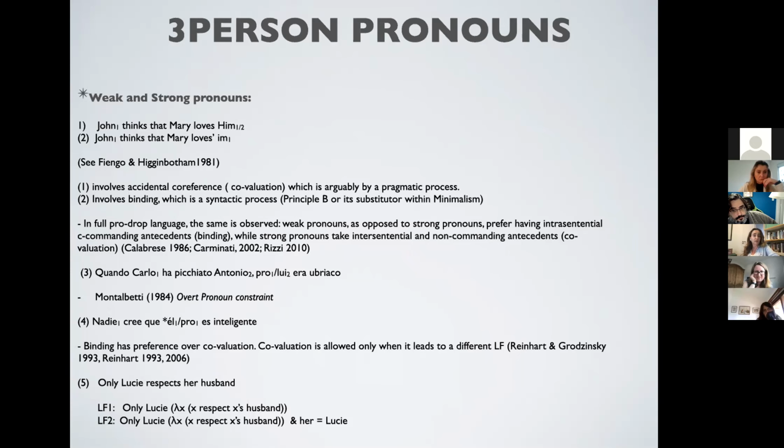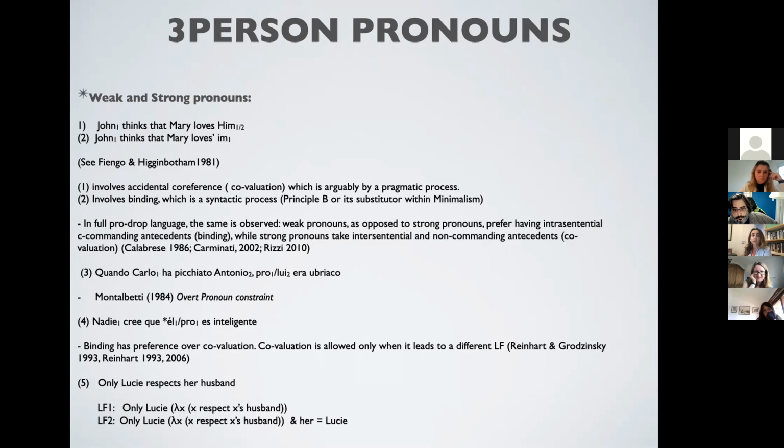John thinks that Mary loves him versus John thinks that Mary loves him. This is discussed in Higginbotham, for example. And it has been said that one involves accidental co-reference or co-evaluation in Reinhart's terms, which is arguably a pragmatic process. Two, a weak pronoun involves binding, which is a syntactic process, probably accounted for by Principle B in GB or its minimalist substitute.